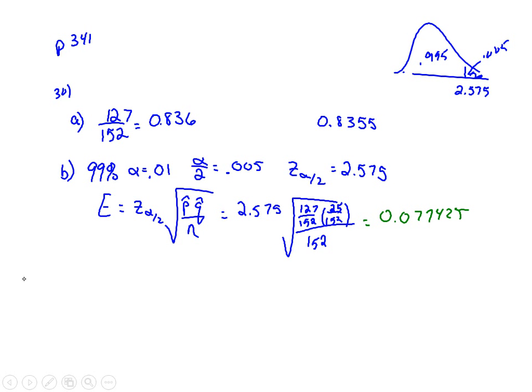Once you get that number, the margin of error E, the 0.077, find your confidence interval. So find your lower limit and your upper limit. And if you're not getting the 0.077, please let me know. Don't forget to take it times the 2.575.